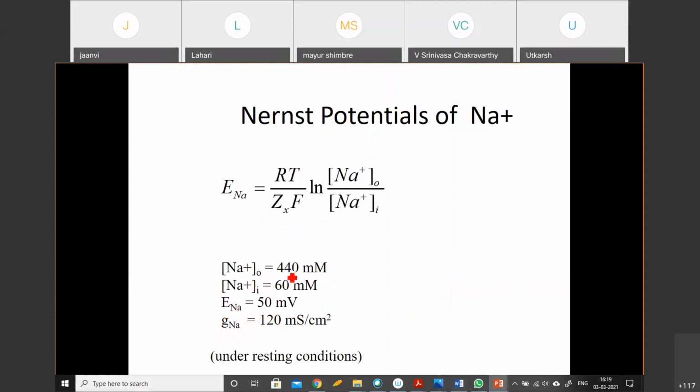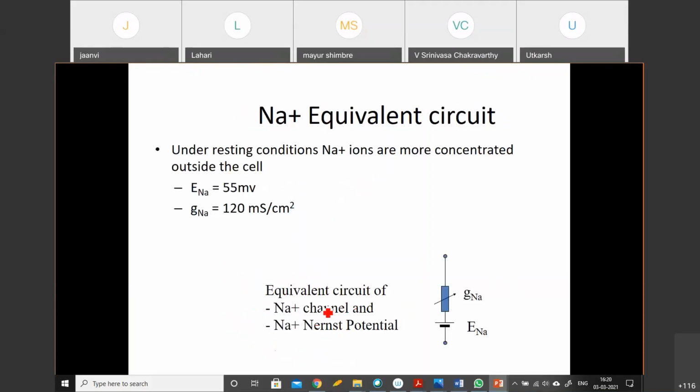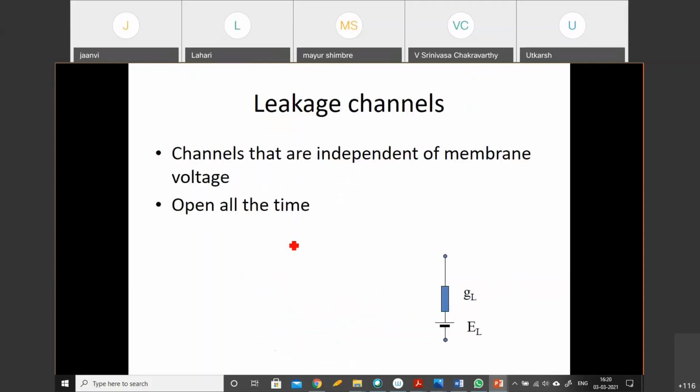Similarly, if you calculate the Nernst potential of sodium, sodium, like I said, is high outside and low inside. So if you plug this in, you get a Nernst potential of about 50 millivolts. And a typical figure of sodium conductance is 120 millisiemens. These are the values under resting conditions. The neuron is in resting state. Therefore, the sodium equivalent circuit is GNa in series with ENa, and we have seen the values here. And similarly, the potassium equivalent circuit is the same thing, GK in series with EK.